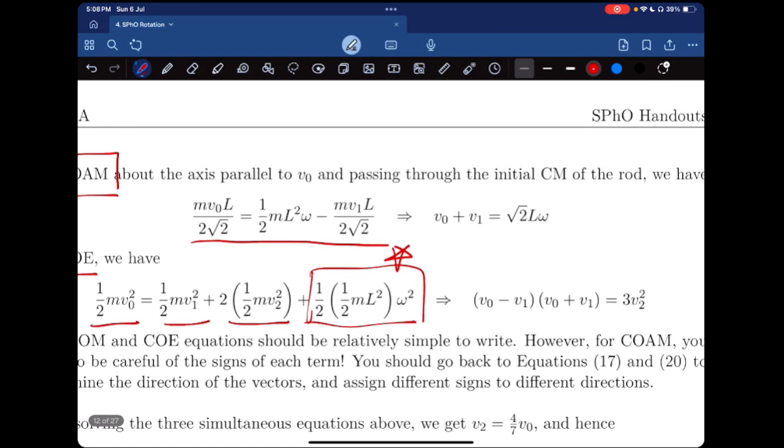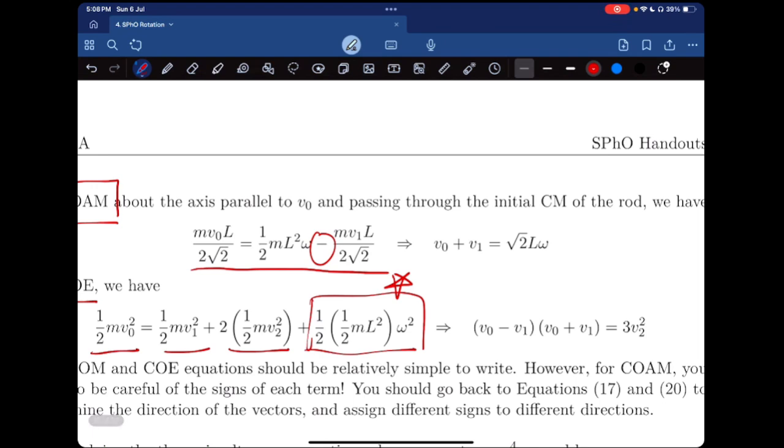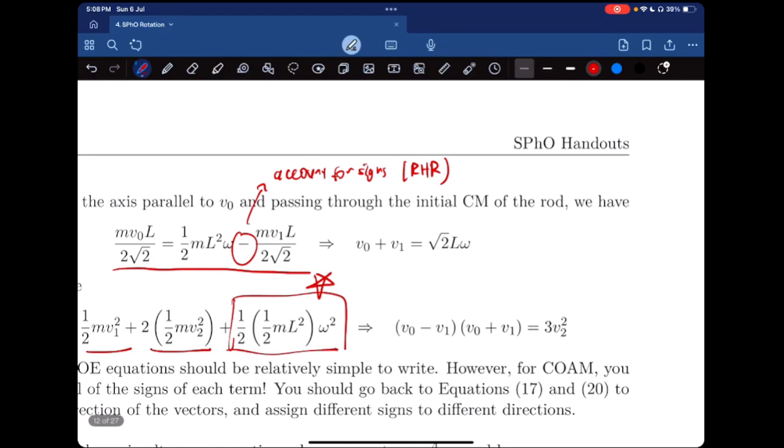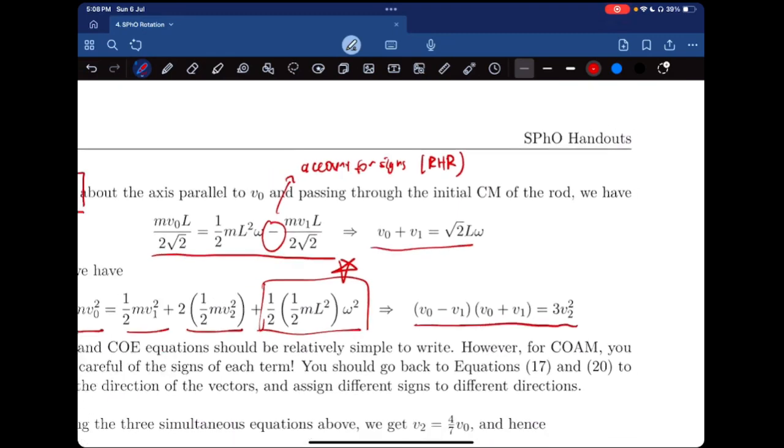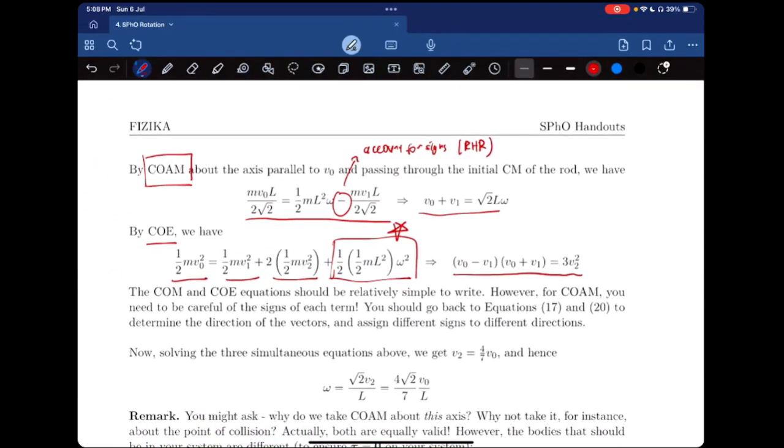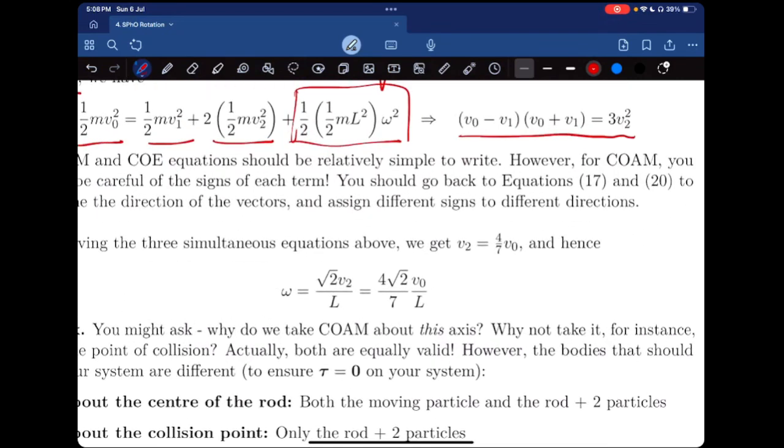Now we need to be a bit careful with the signs here because of how the rotation works. The easiest way to check the signs is to do the cross product using your right hand rule, and you can see how the signs are different. So just make sure that you account for the signs properly. So using COAM, you can get another equation. COE gives you this other equation, and as usual, now you have 3 equations in 3 unknowns, and you can solve for them. And eventually, you should get that omega equals 4 root 2 over 7 V0 over L.